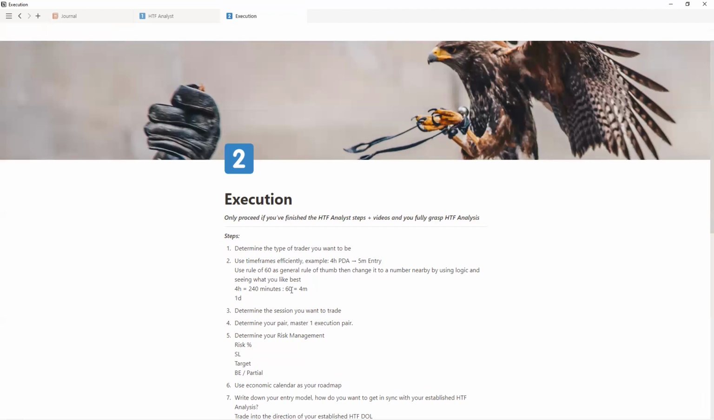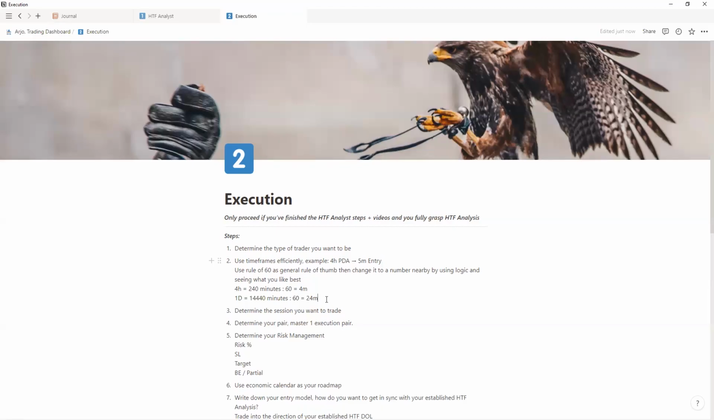Then let's do another example just for example's sake. 1 day. We're using a 1 day PDA. 1 day, likely also in the minutes. Okay, how many minutes is in a day? 24 times 60. 1440 minutes divided by 60 is 24. Divided by 60 is 24 minutes. So you could use possibly the 30-minute time frame.